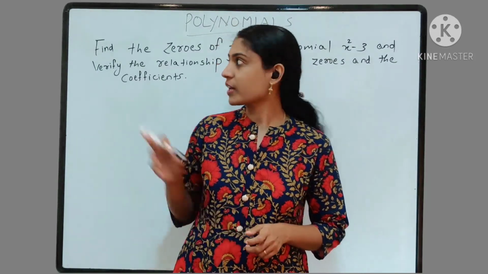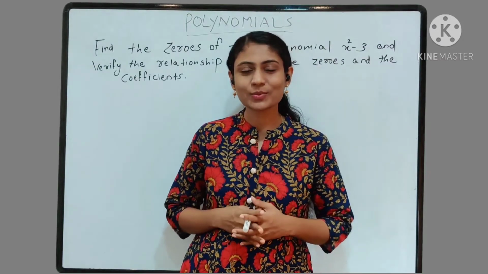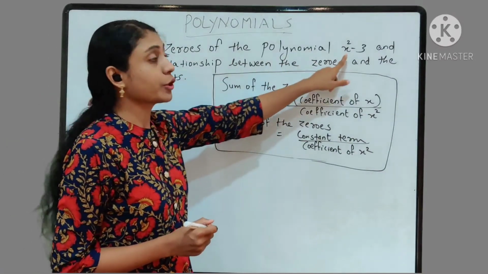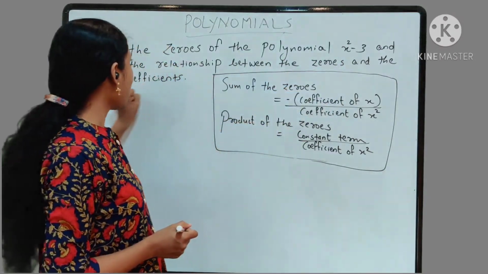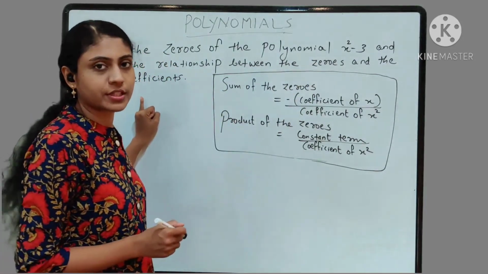In the last class, we ended with this question, right? So let's continue the class without any delay. This is the question: find the zeros of the polynomial x square minus 3 and verify the relationship between the zeros and the coefficients, right?